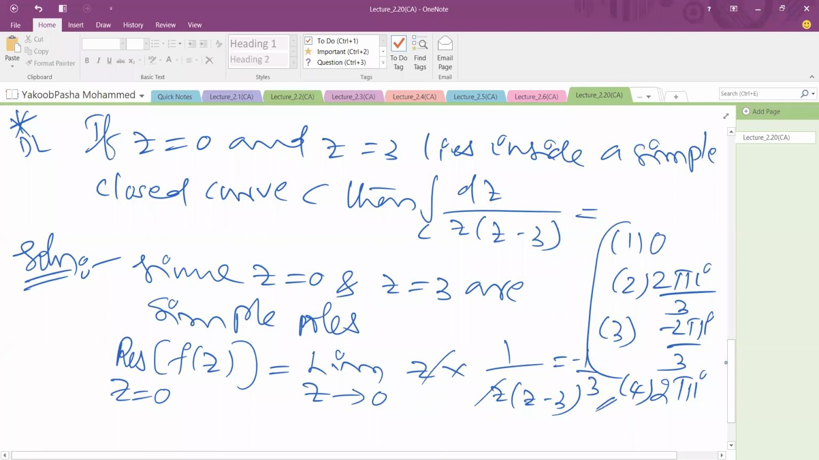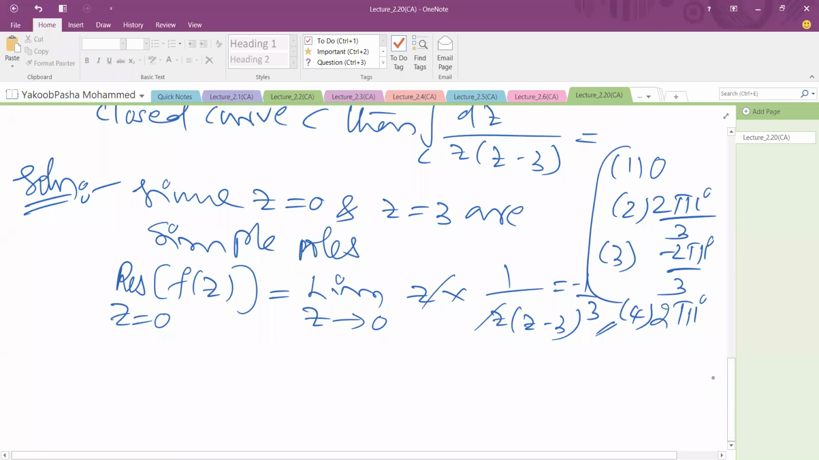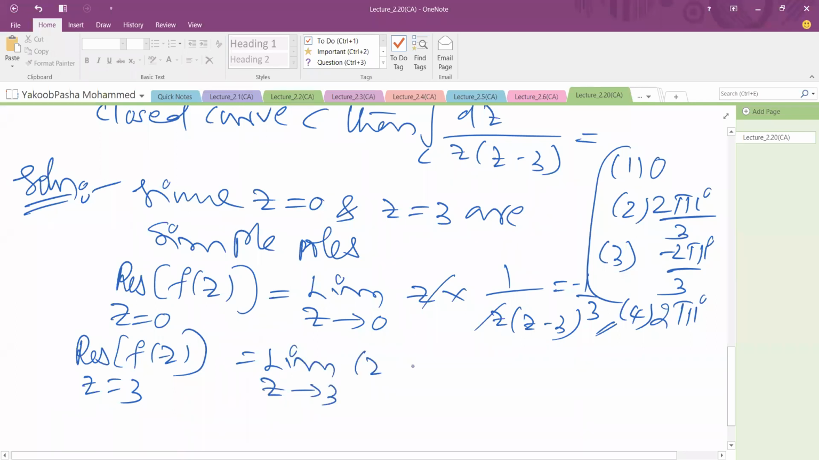Okay. First, the residue at the point z equal to 0. Similarly, we can calculate the residue at z is equal to 3. So that is equal to limit z tends to 3 of z minus 3 times f(z). This is a simple pole, that's why we are writing it like this. Z into z minus 3, here z minus 3 will be cancelled. This is equal to 1 by 3.